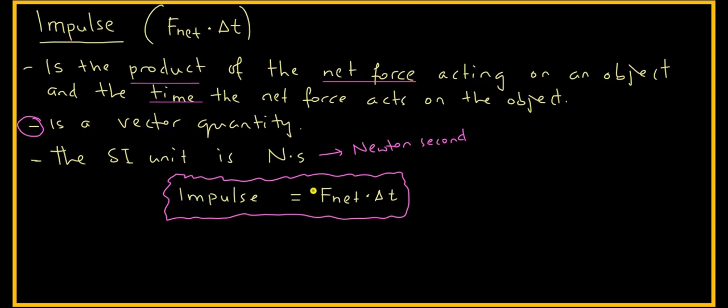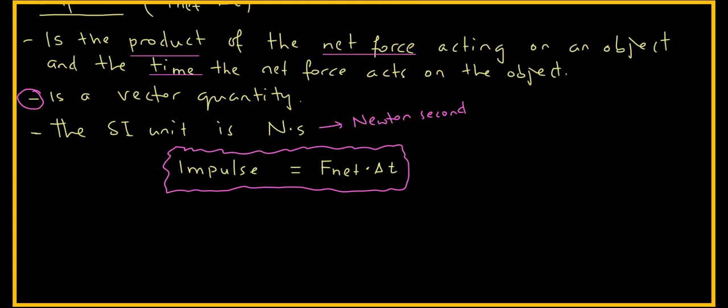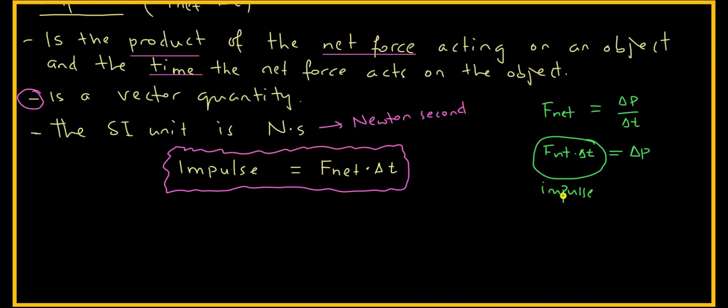Now, we looked at Newton's second law in terms of momentum. We saw that F net is equal to delta P over delta t. Now, if you multiply both sides by delta t, we're going to have F net times delta t equals delta P. So this expression on the left is what we call impulse. The product of net force and time is what we call impulse.